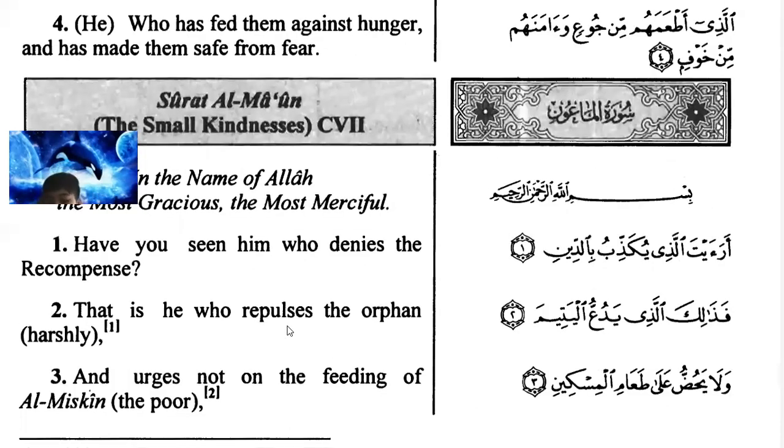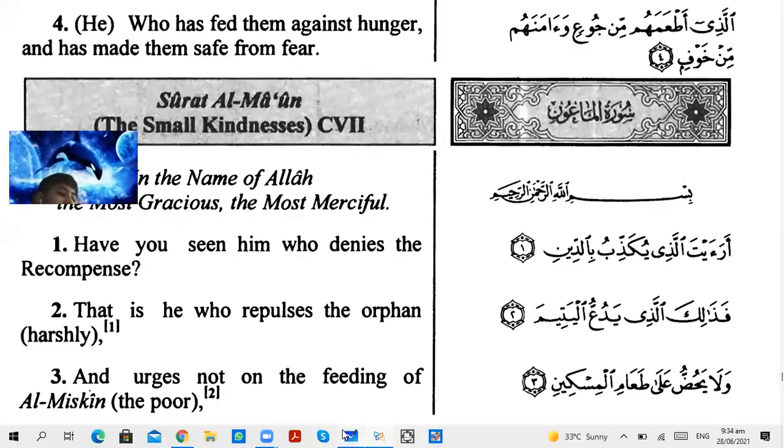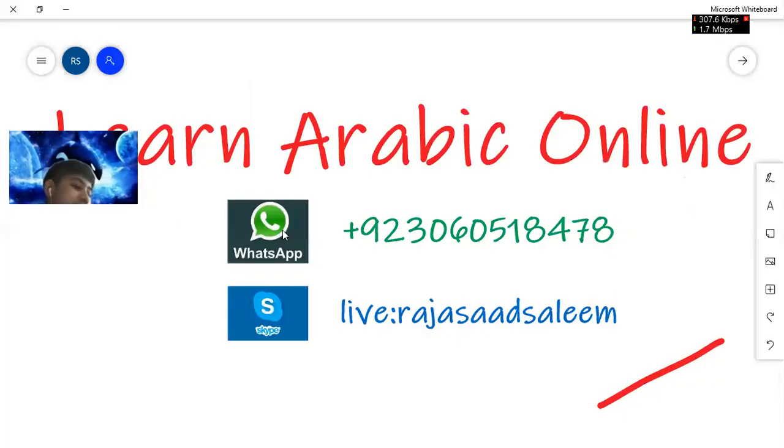So whatever you have learned from this Surah Maun, tell me. Recompense is interrogation on the day of judgment, and the definition is reward or punishment for your actions. Good. Repulsing the orphan harshly is a bad deed. Then the miskin is the poor. Feeding a poor person is a very good deed.